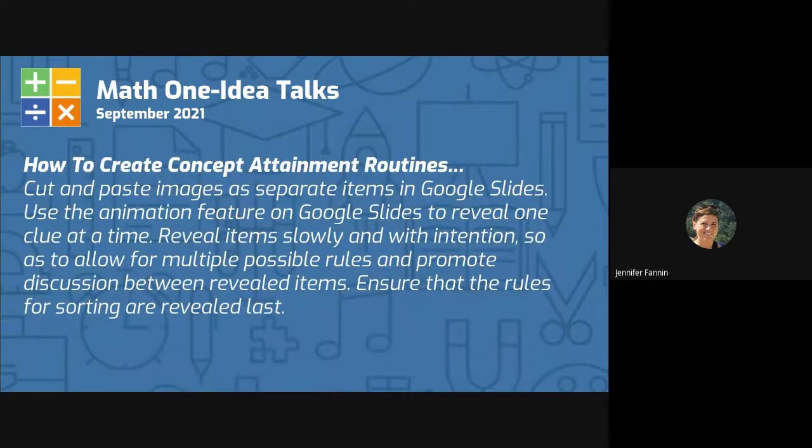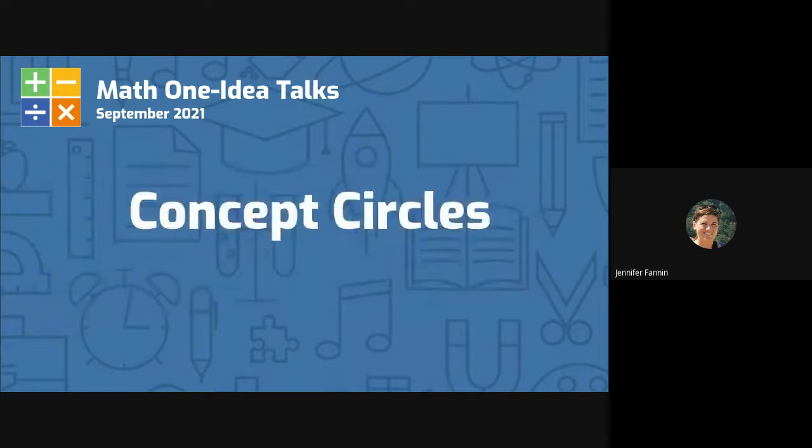So how to create concept attainment routines. You would cut and paste images, but you would do so as separate items in Google Slides because we want to reveal them one by one. We'd use the animation feature on Google Slides to reveal one clue at a time. We reveal items slowly and with intention, so as to allow for multiple possible rules and promote discussion between revealed items, and ensure that the rules for sorting are revealed last.